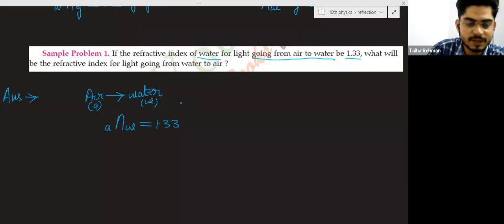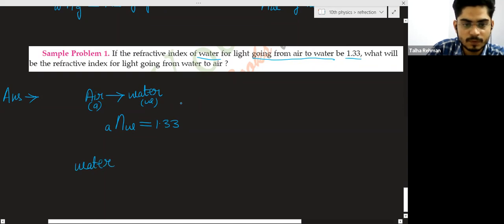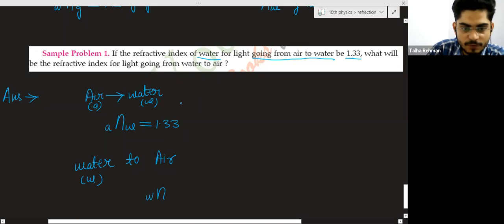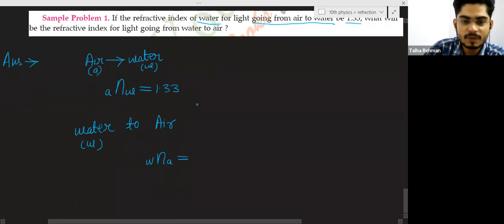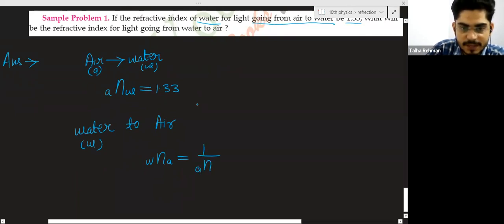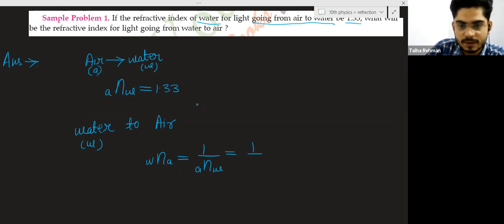Now they are saying, what will be the refractive index for light going from water to air? Now this time when the light is going from water to air, water to air, how will you write the refractive index? Light is going from water to air. This we have to find. So I can write this as 1 upon the refractive index of A this side, water this side, and this value is given as 1.33, and you will get the answer 0.75.